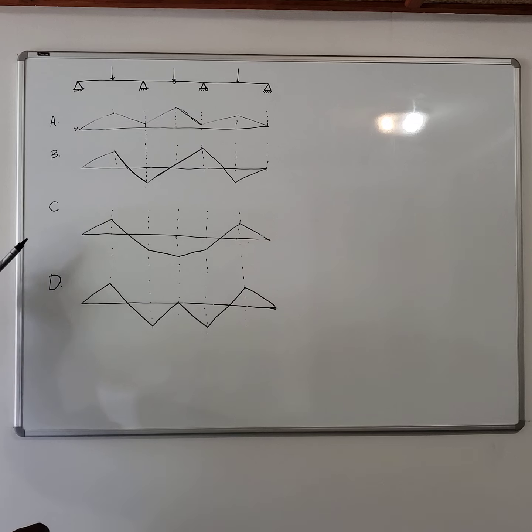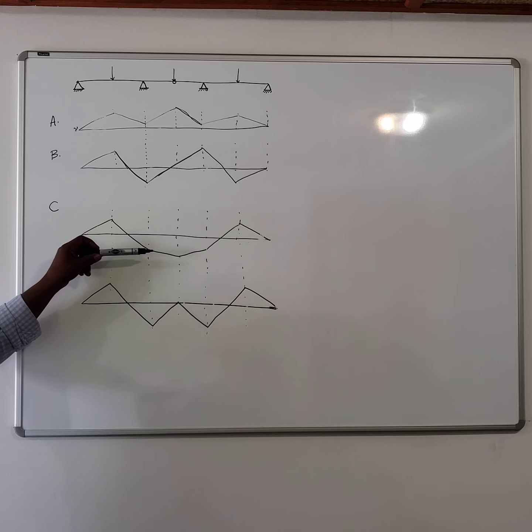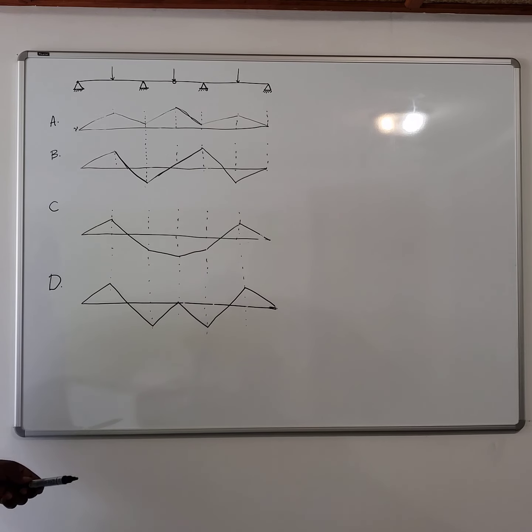So we go to option C. Again, we see that in option C, there's a significant positive moment at the bottom. You see that? So that cannot be the option either. So A, B, C are cancelled.